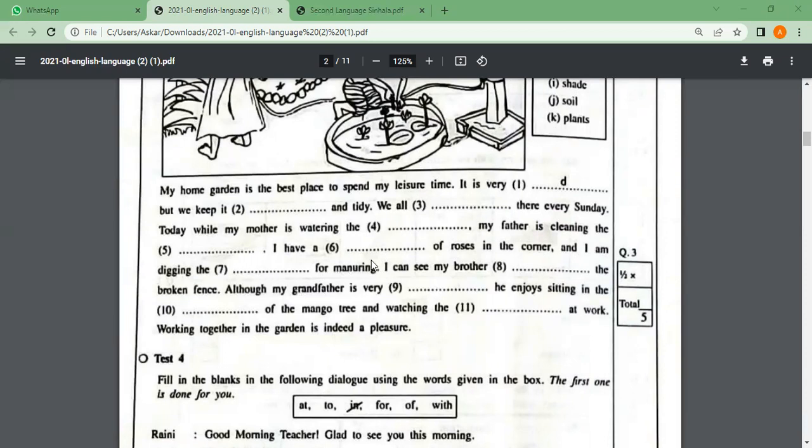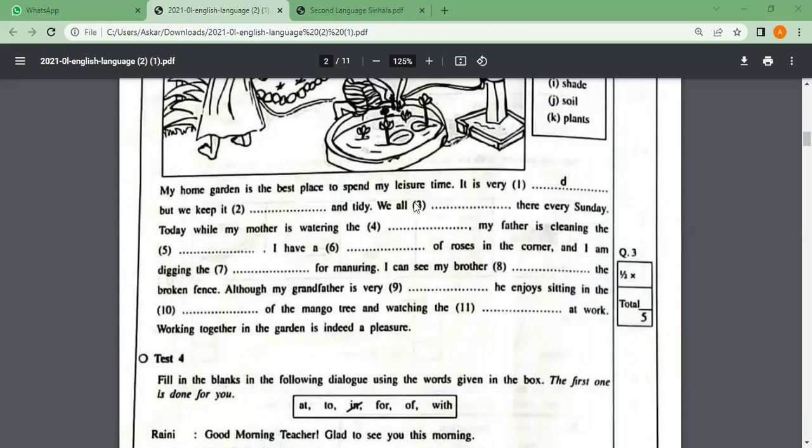What do you mean by manuring? Manuring means applying manure to land. That means compost, or in Tamil uram, in Sinhala pohara. So she is digging the soil for manuring, to put compost.